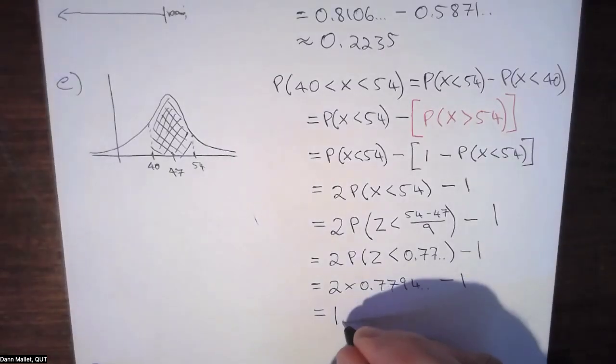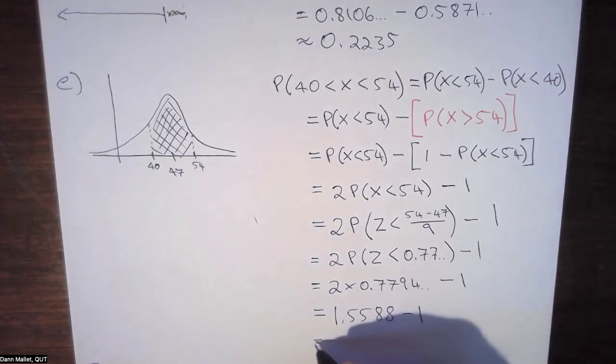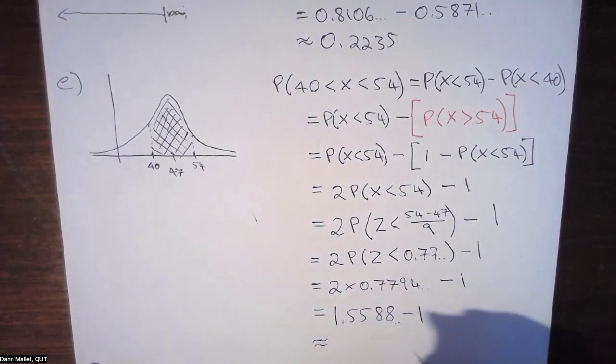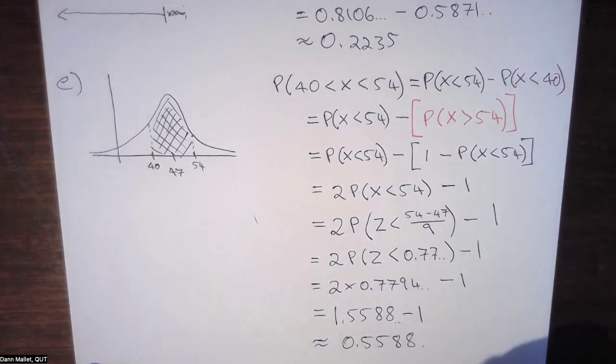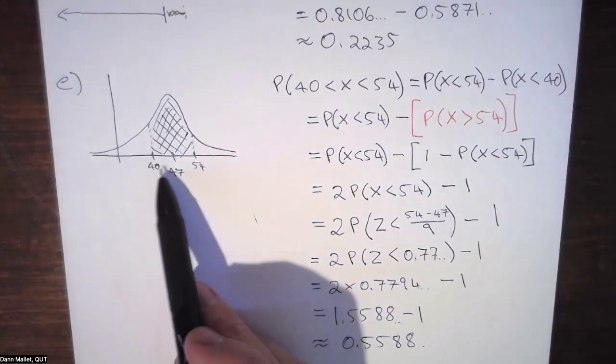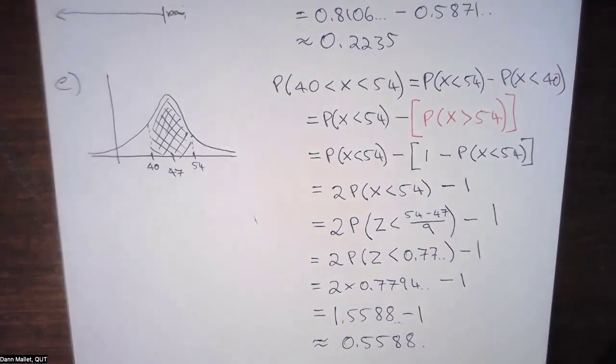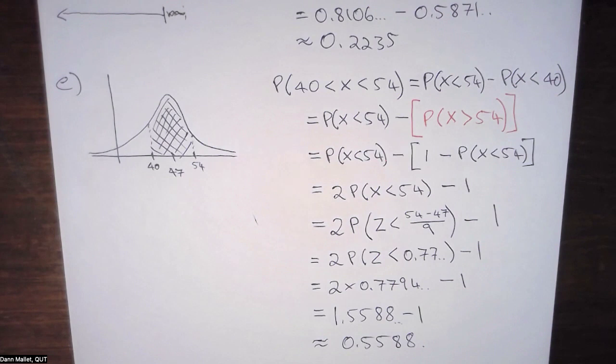Evaluating those, we have 1.5588 minus 1, which is giving us a final result, approximately 0.5588. Okay, so that's the probability of the area of the shaded region here, or the probability that X is between 40 and 54. Okay, so that's a few different little problems that we can work with when we have a normally distributed random variable and we're trying to figure out some probabilities using a standard cumulative normal distribution table.